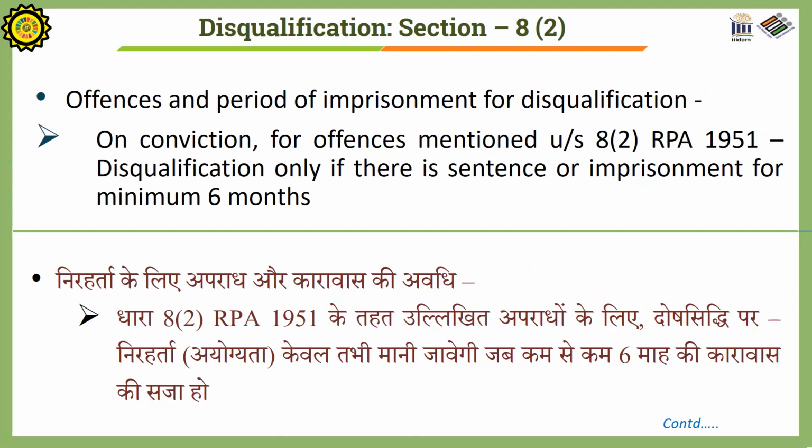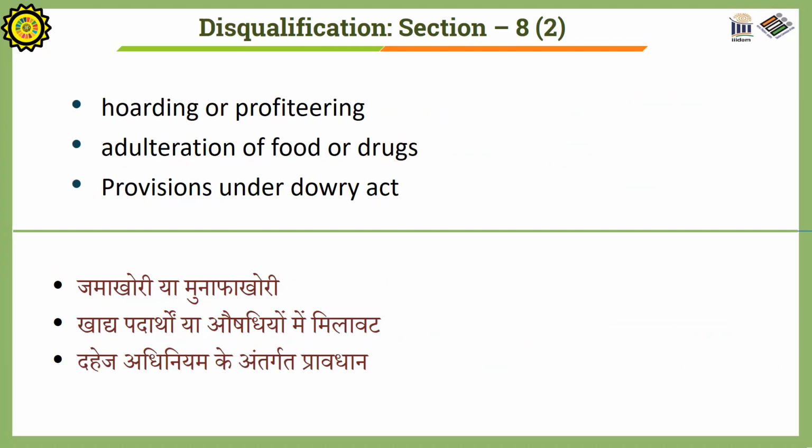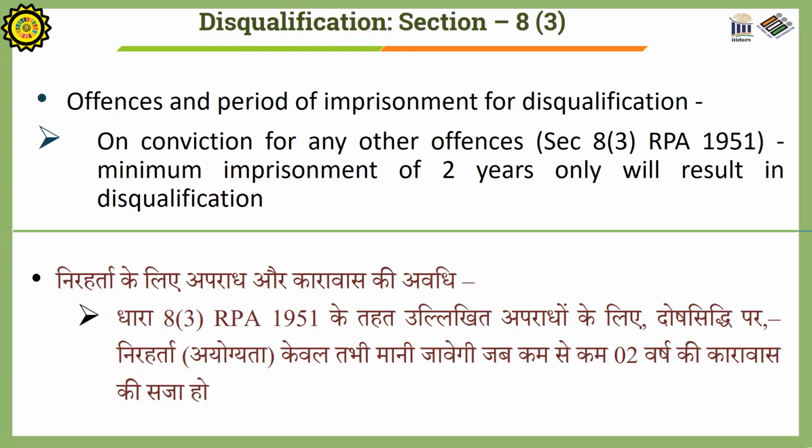Disqualifications under Section 8.2. Offences and period of imprisonment for disqualification. On conviction for offences mentioned under Section 8.2 of RP Act 1951, disqualification arises only if there is a sentence of imprisonment for a minimum of 6 months. Examples include hoarding or profiteering, adulteration of food or drugs, and provisions under the Dowry Act. Disqualification under Section 8.3. Offences and period of imprisonment for disqualification. On conviction for any other offences, a minimum imprisonment of 2 years only will result in disqualification.